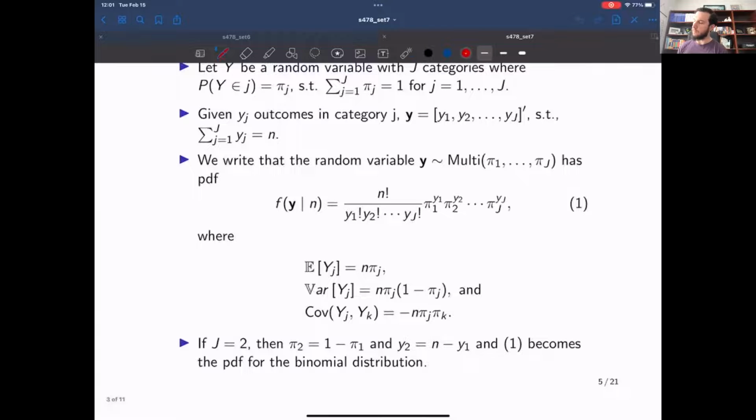And we can show that if capital J is equal to 2, then equation 1 should reduce to the PDF for a binomial distribution. Okay, so the binomial random variable is a special case of the multinomial random variable when there's only two outcomes.